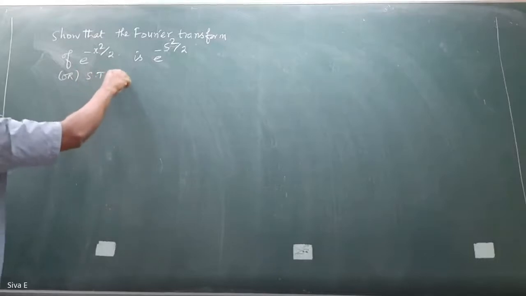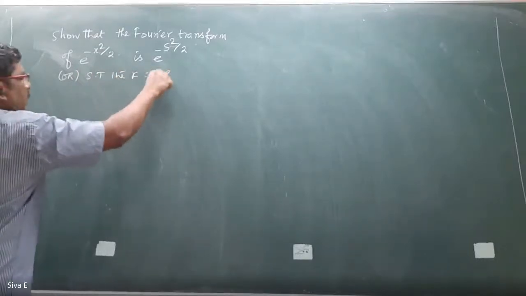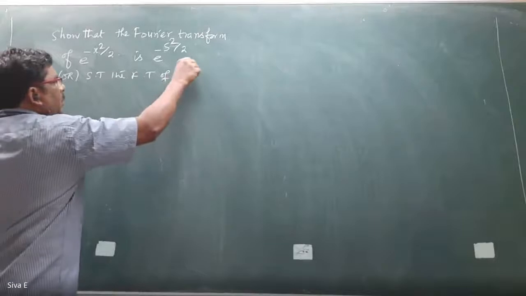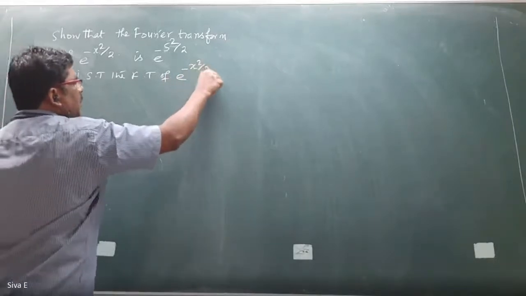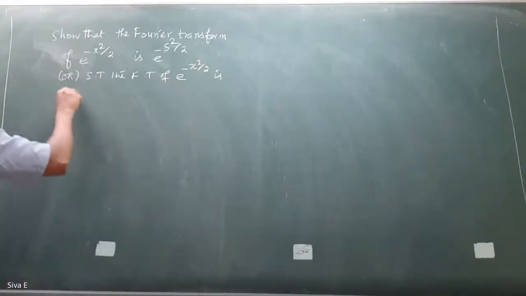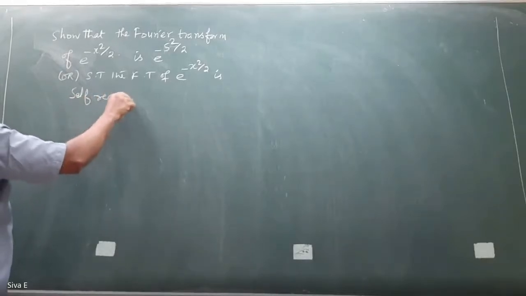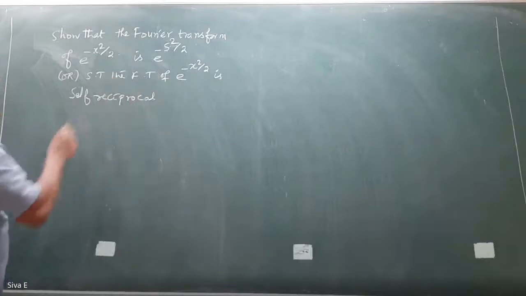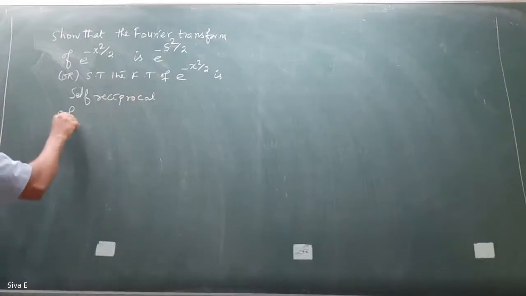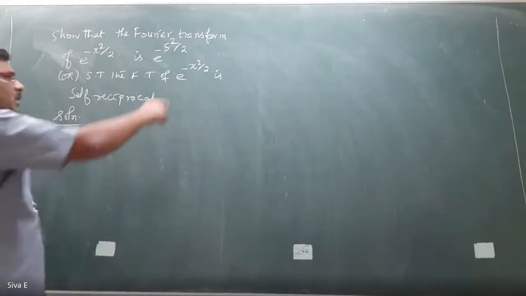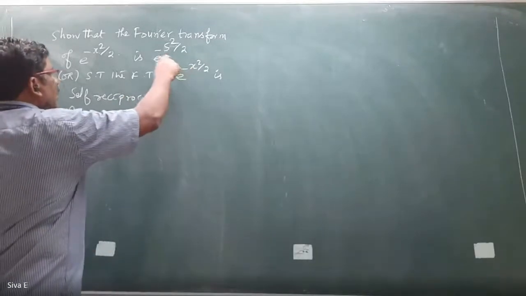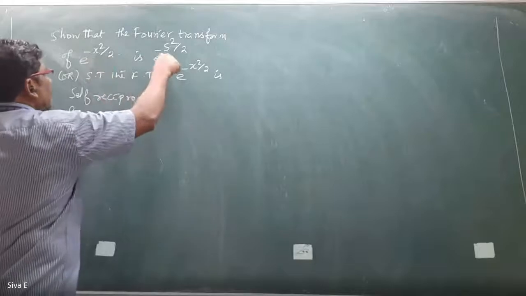Or, show that the Fourier transform of e power minus x square by 2 is self-reciprocal. It means if you replace x by s, you will get the Fourier transform.